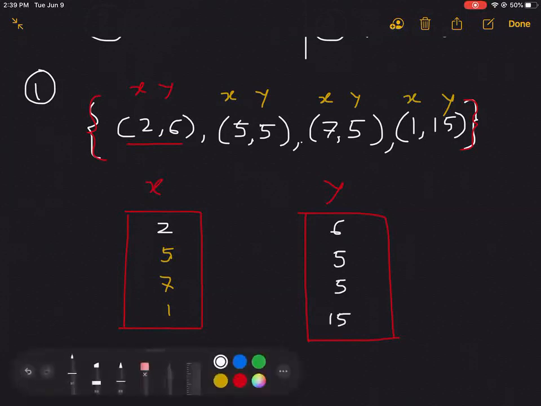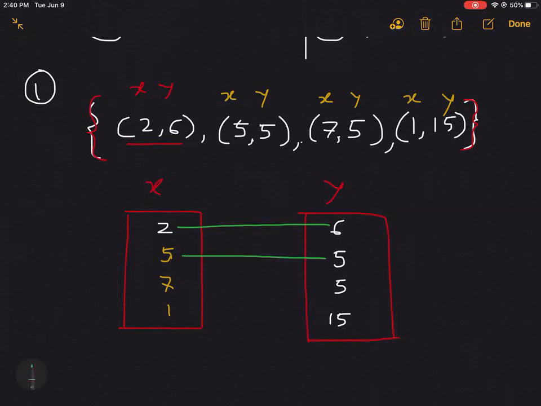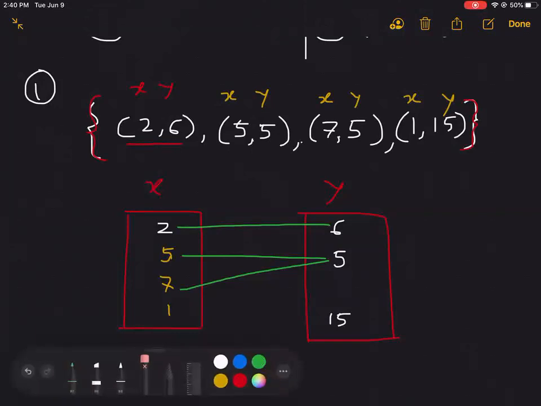And the relation is 2 is related to 6, 5 is related to 5, 7 is also related to 5. We'll actually remove this because if we have a repetition, we can avoid that and write it once. If we have anything more than once, we can write it once and use that for showing the relationship like this, you know.